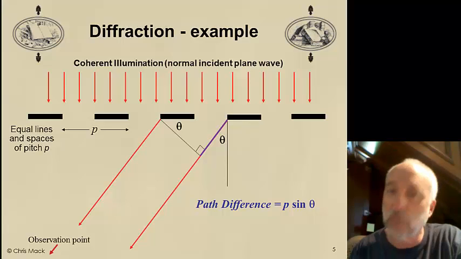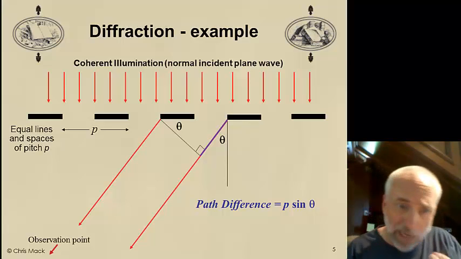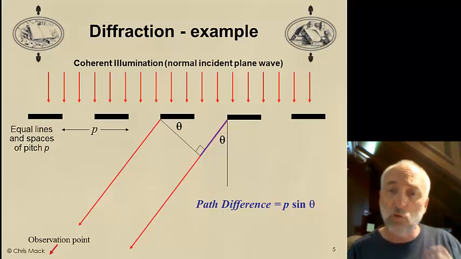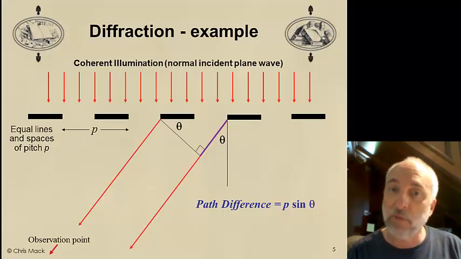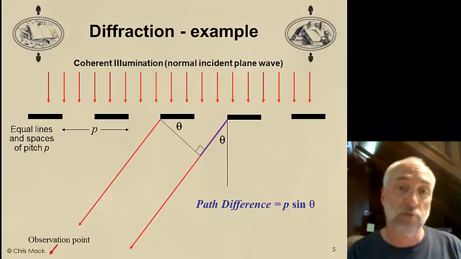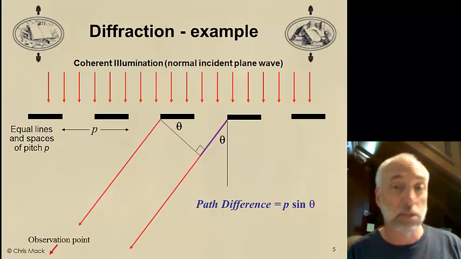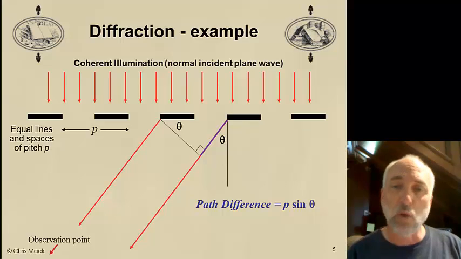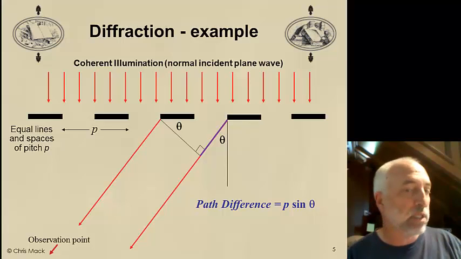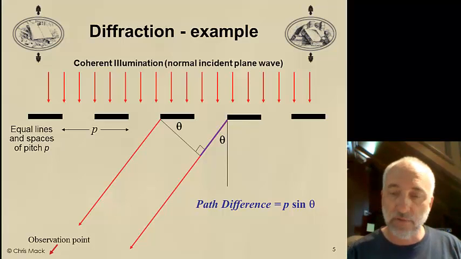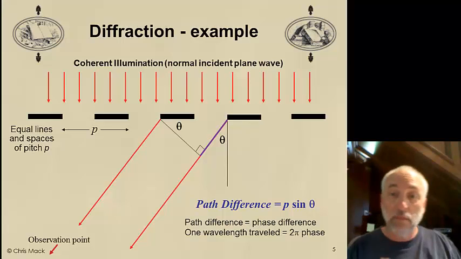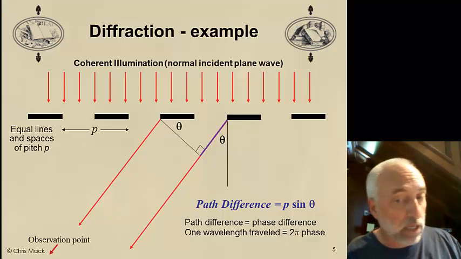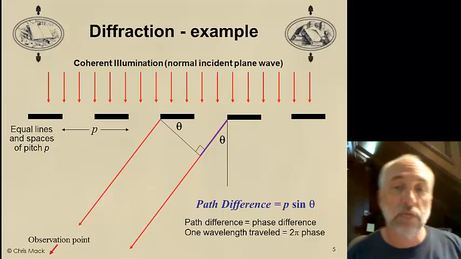Okay, well, what can we learn about this? What I observe at my observation point will be the sum of these two waves. And I know something about how two waves interfere with each other. If they're in phase, they interfere constructively. If they're out of phase, they interfere destructively. So I'm going to ask, what is the condition that would enable these two rays to interfere constructively, in phase? And the answer is, if the path difference equals a wavelength, they'll be in phase.